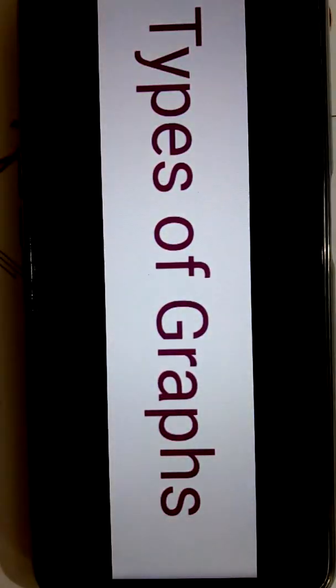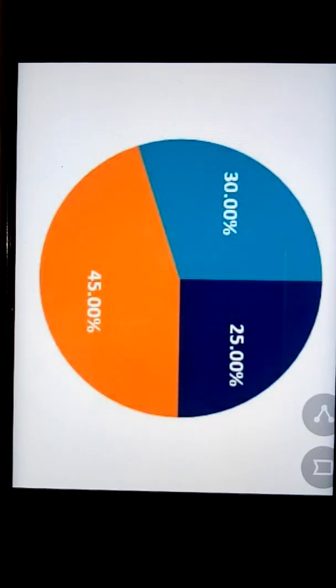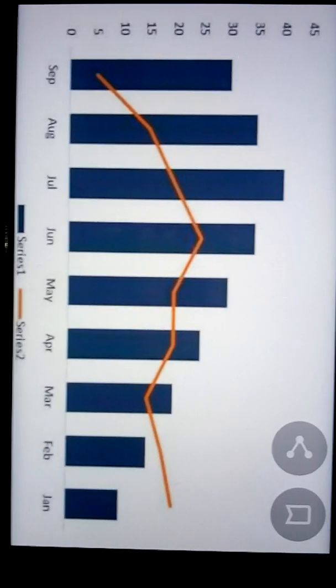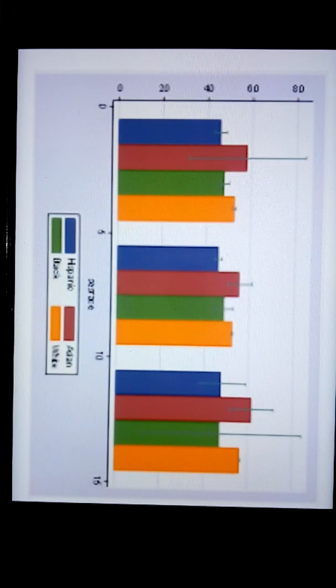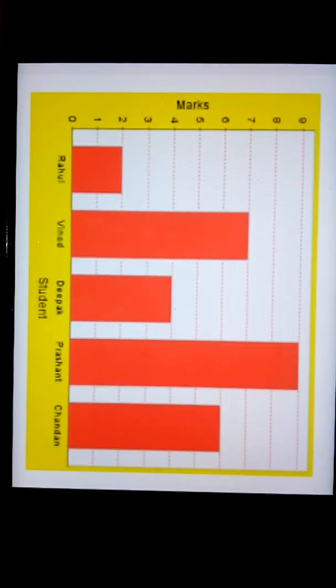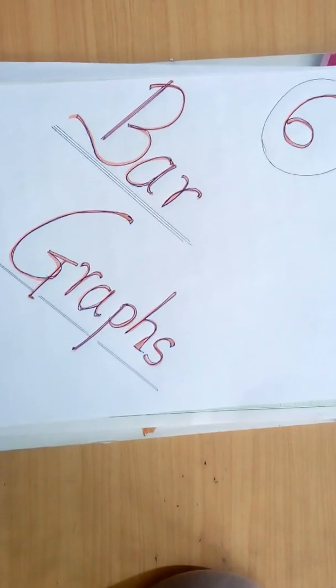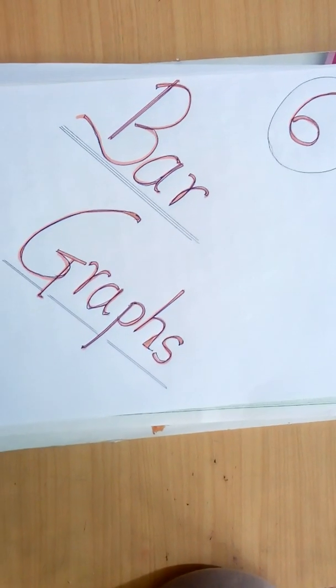There are many types of graphs: pie chart, line graph, many types are there. This is joint bar graph which you have in 7th standard. This is also one more example of joint bar graph. Now we are going to learn simple bar graph. So our 6th chapter, bar graphs.